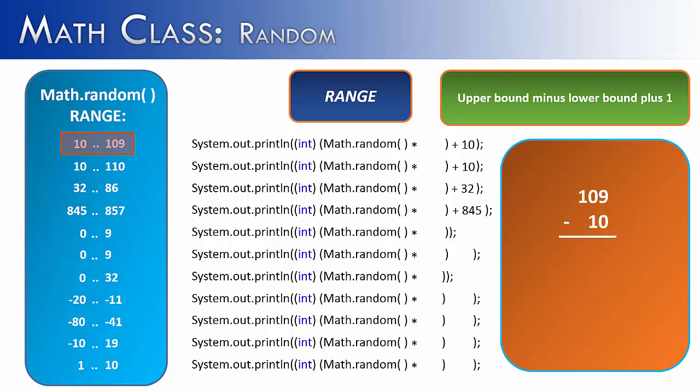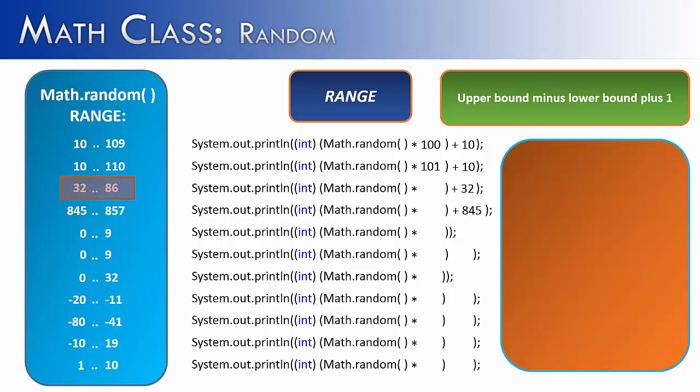We would take 109 minus 10, or the upper bound minus the lower bound, and we would get 99. Then we're going to add 1, and that's going to give us 100. So the number that's going to go in the parentheses there is 100, and that is a range of 10 to 109. In the next example, we take the maximum value, which is 110, subtract the minimum value, which is 10, and we get 100. Add 1, and we get 101. In order to get a range of 10 to 110, we would use the number 101 plus 10.